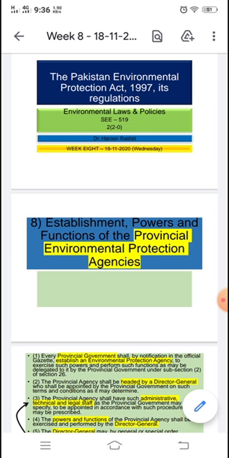And then it was followed by the establishment of the federal agencies. And then we also studied the functions of that agency. What role we are going to expect from that agency, and what are its jurisdictions, and what are its powers, what kind of laws it will be dealing with. And in this lecture we will be continuing our different sections related to the Pakistan Environmental Protection Act.